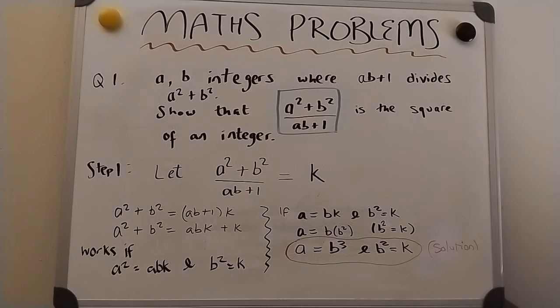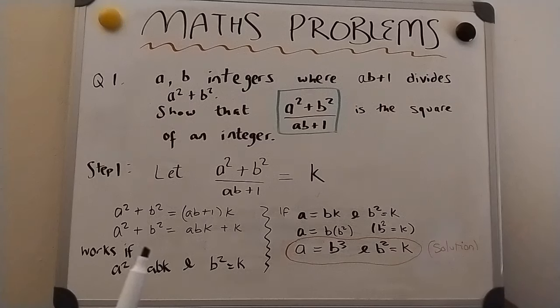So step 1. Let a squared plus b squared over ab plus 1 equal k, and we're going to show that k is the square of an integer. So multiply across by ab plus 1, we get a squared plus b squared equals ab plus 1 times k, which means a squared plus b squared equals abk plus k. If we compare the left hand side and the right hand side terms, we get a squared equals abk and b squared equals k. Now I could have equally written a squared equal to k and b squared equal to abk as well.